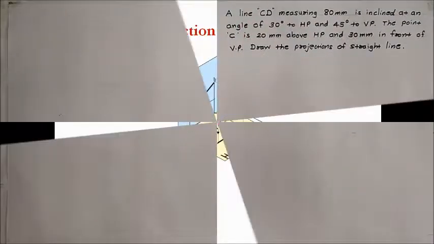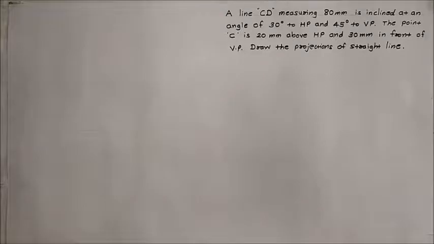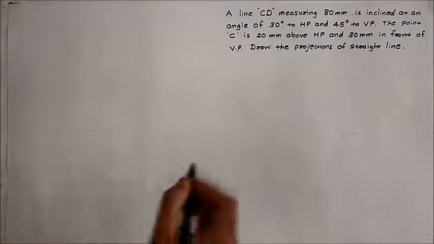The problem definition is: line CD measuring 80 mm is inclined at an angle of 30 degrees to the horizontal plane and 45 degrees to the vertical plane. The point C is 20 mm above HP and 30 mm in front of the vertical plane. Draw the projections of the straight line. Now at first we will note down the given data from the example.